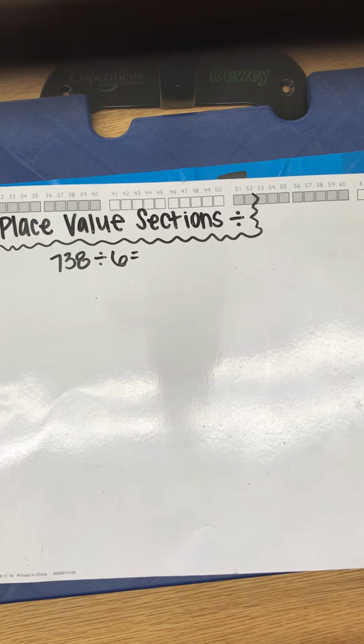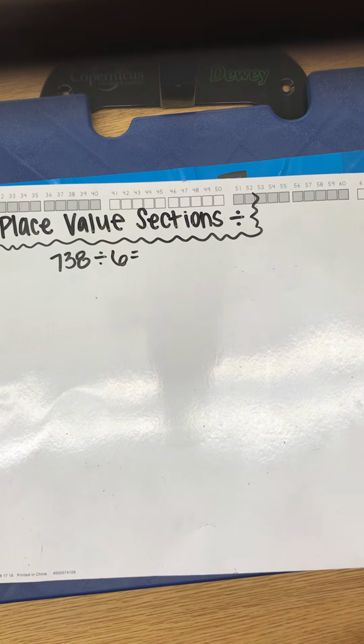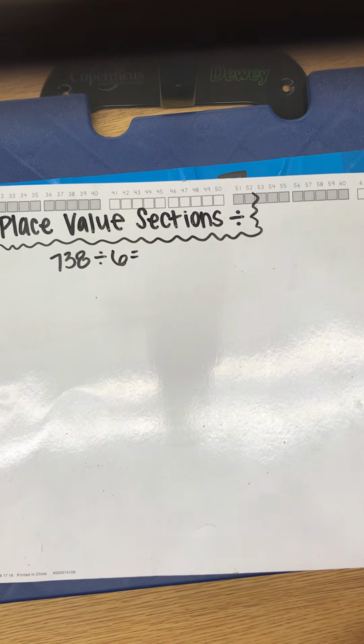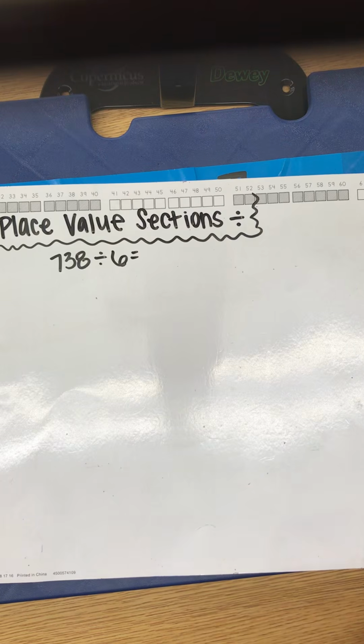Woohoo! So, you may remember our place value sections are our area model from multiplication. And because multiplication and division are inverse operations, meaning they undo each other, we get to use that area model again. So because 3 times 4 is 12, 12 divided by 4 is 3. And we're going to build on that idea to help with this division.